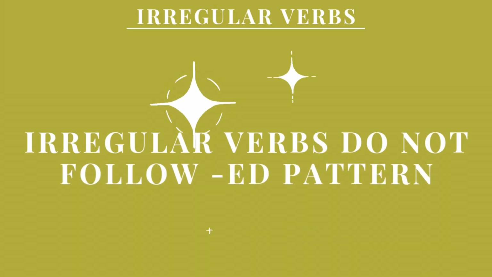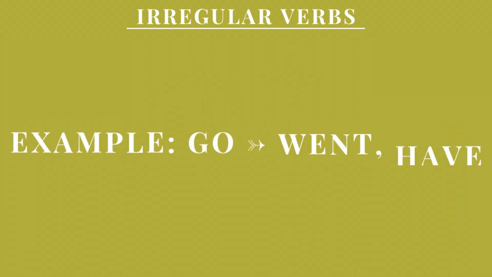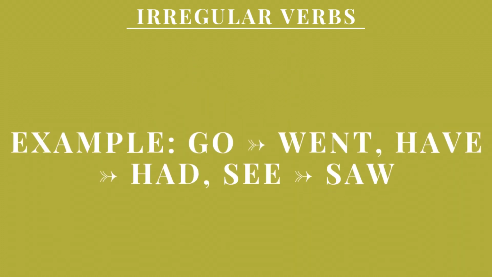Part 2. Irregular verbs. Irregular verbs do not follow the -ed pattern. Example: go, went; have, had; see, saw.